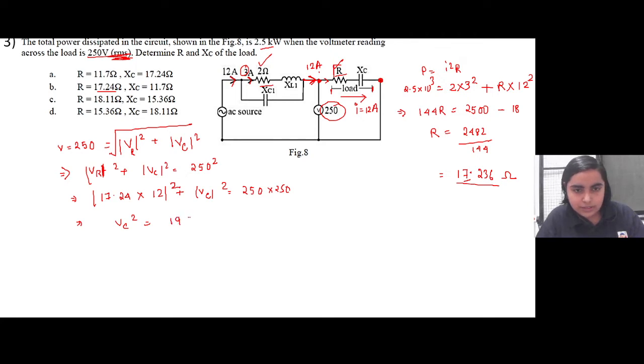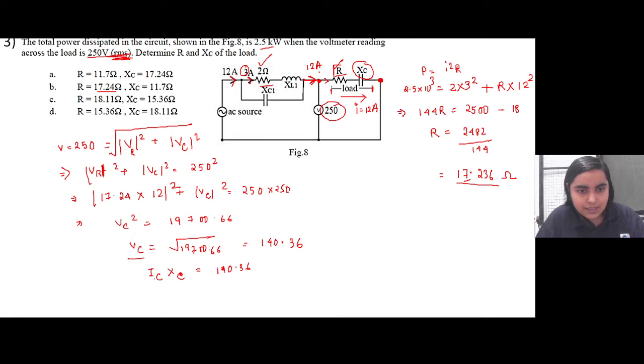So this comes out to be 19700.66. So VC will be equal to the square root of this. So the square root of this is 140.36. Now VC will be equal to the current flowing through it times the capacitive reactance. So here we have to find XC, right? You don't have to find the value of the capacitor, just the reactance. So 140.36. Now IC is the same as whatever the current that is flowing in this particular branch, which is equal to 12. So XC is equal to 140.36 by 12.